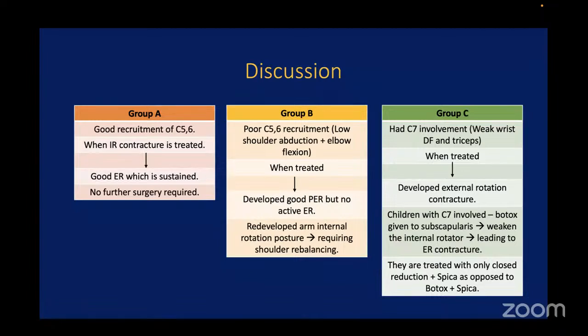And group C had C7 involvement, which was depicted by weak wrist dorsiflexion and triceps. When treated, they developed an external rotation contracture. In children with C7 involved, Botox given to the subscapularis weakens the internal rotator, thus leading to an external rotation contracture. So we should always treat patients with C7 involvement with only closed reduction and spica application, and Botox should be avoided in these patients.